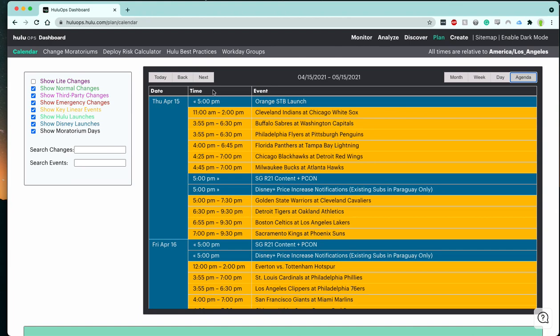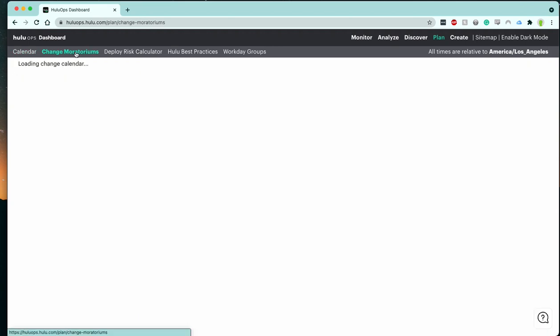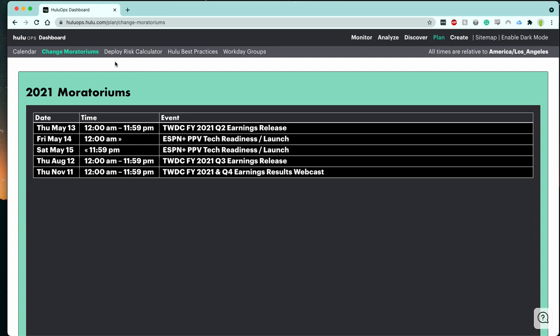Well, so this is interesting, but I have no idea how important this is. How important is the Cleveland Indians at the Chicago White Sox? Well, last night there was a no-hitter. Might have been important last night, unexpectedly. The White Sox had a no-hitter. But if you go to Change Moratoriums, you're going to see what's upcoming. Simple page, just lets you know, hey, these things are coming.